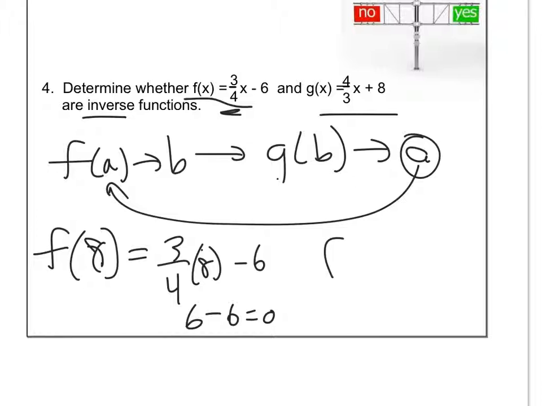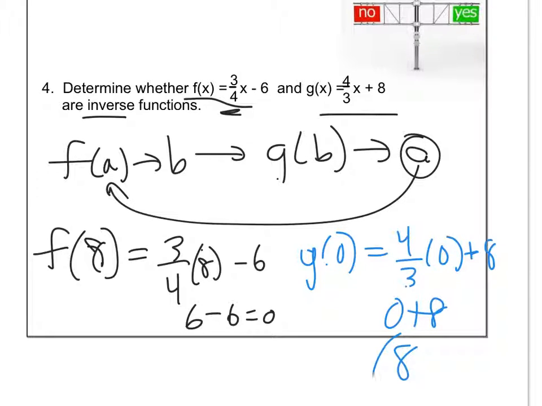So now let's check g of x and put that back in and see what I get. So if I put g of 0 in, that's 4/3 times 0 plus 8. Well, that's 0 plus 8. My answer is 8. Is that what I started with? Yes. Yeah, that's going to be an inverse.